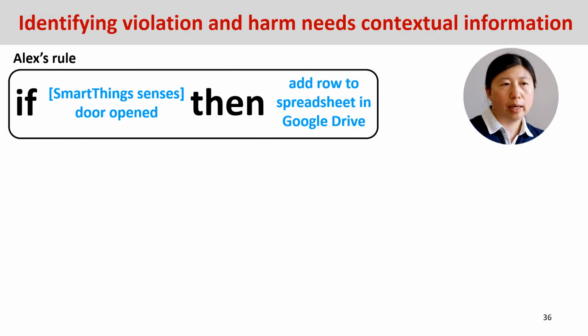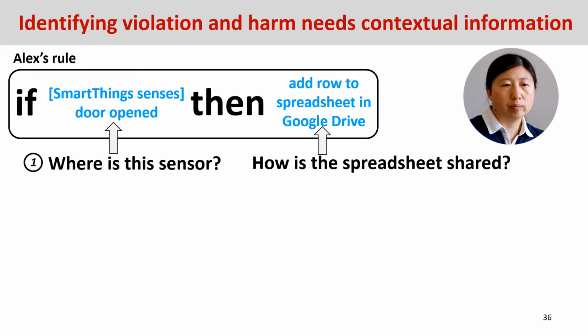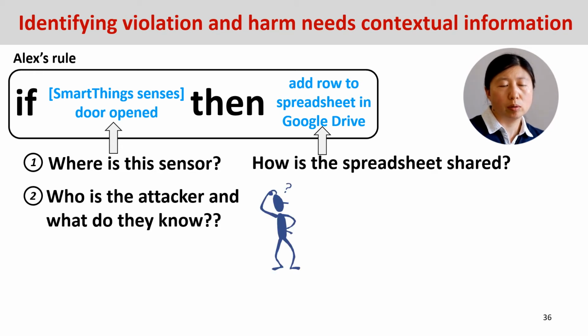For us to be able to accurately identify violations and harms, we need a lot of contextual information. Let's assume that Alex is the owner of the device and the rules. In the following rule, we first have to be able to answer the question of where the sensor is located and how the Google Sheet is being shared. Without this type of information, we would not be able to accurately identify the secrecy and integrity labels of these triggers and actions. Next, we need to know who the attacker is and what the attackers know.